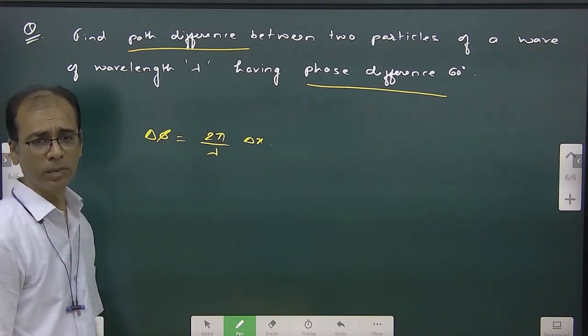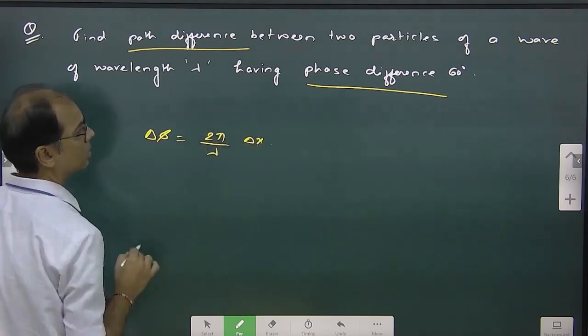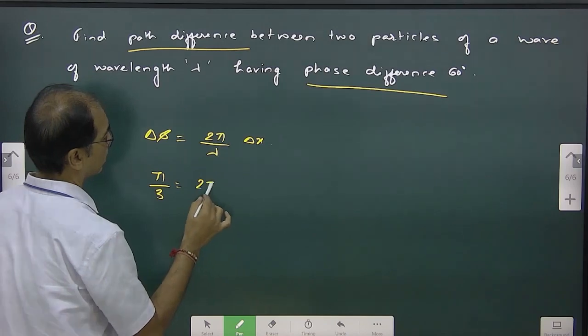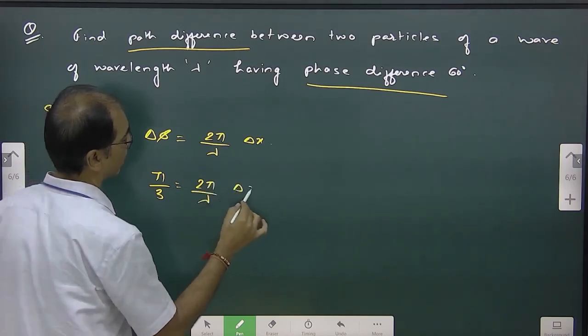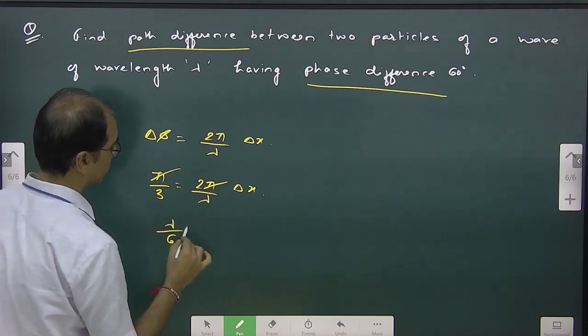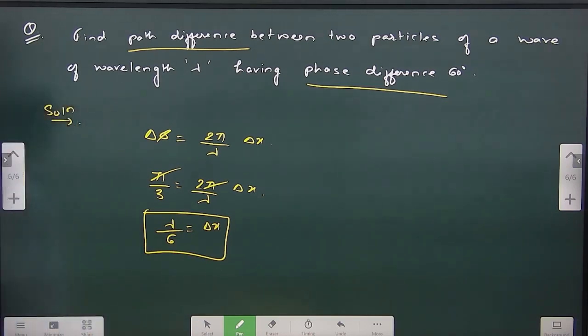You have studied this in wave optics, no? What is the phase difference? 60 degrees. 60 degrees means pi by 3. That equals 2 pi by lambda into delta x. Pi and pi get cancelled. So it's lambda by 6, that is the path difference. Is it clear? Students, is it clear? Yes. Note that.